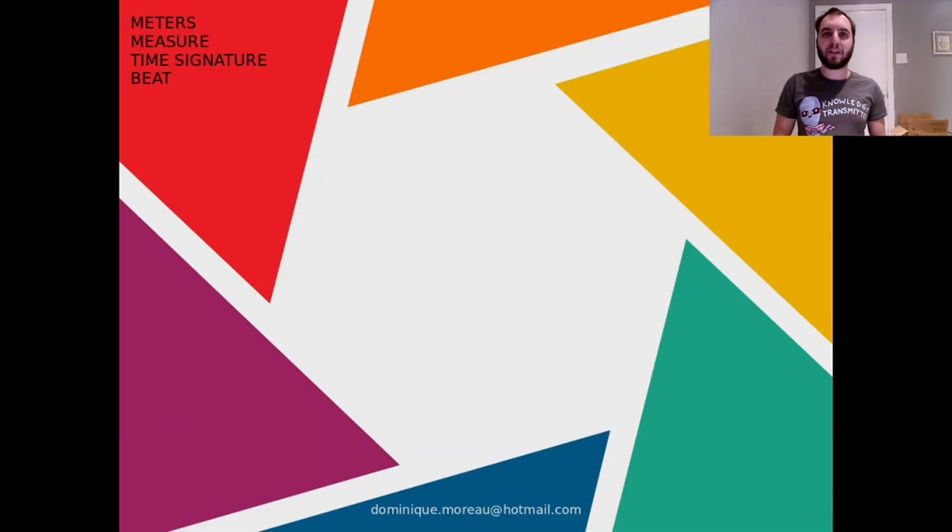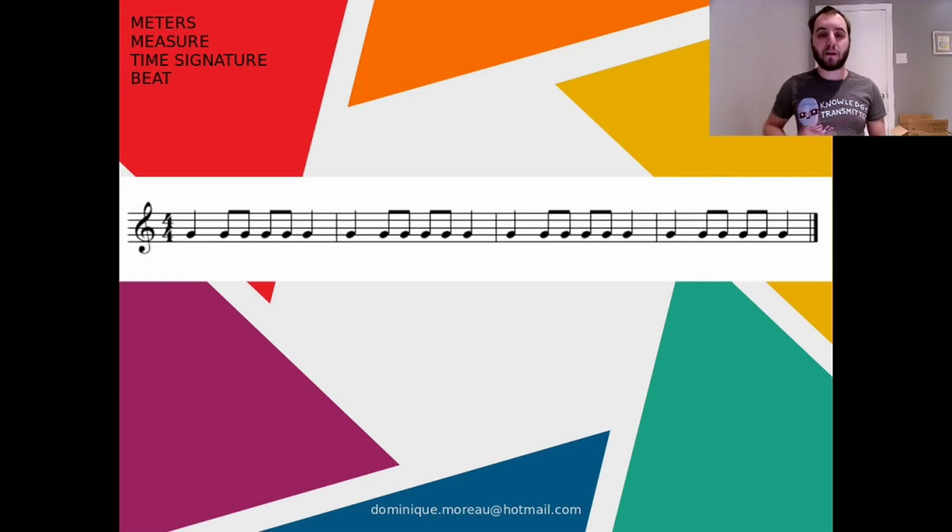Let's now talk about the other 4 words I had on the screen: beat, time signature, measure, and meter. To help me, I have this little musical example. It consists of 4 measures. The first word we'll talk about is measure. I think pretty much everyone watching this will know what a measure is. It's these sections of music that are all equal in length. And that's actually where the word comes from. They've been measured to be the same.